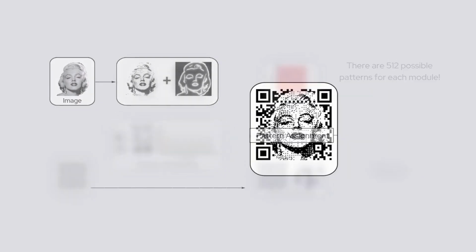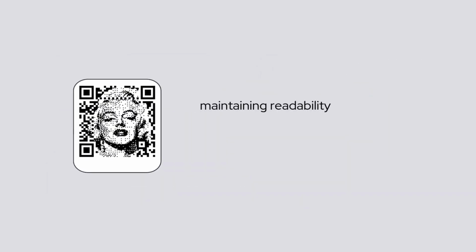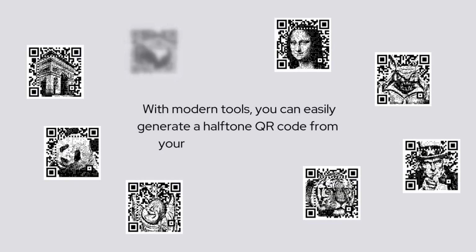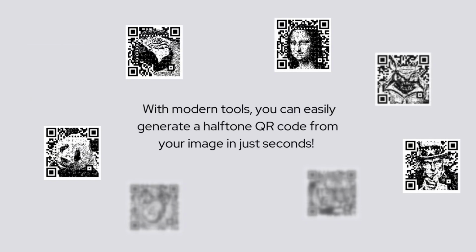The selection process uses optimization to balance 2 goals: maintaining readability and making the QR code resemble the desired halftone image. With modern tools, you can easily generate a halftone QR code from your image in just seconds.